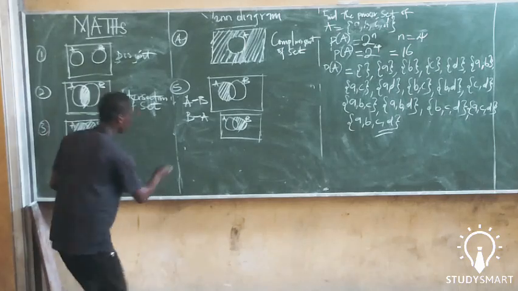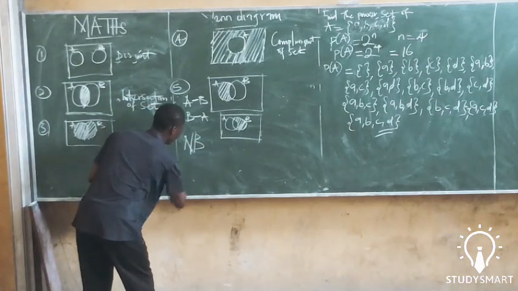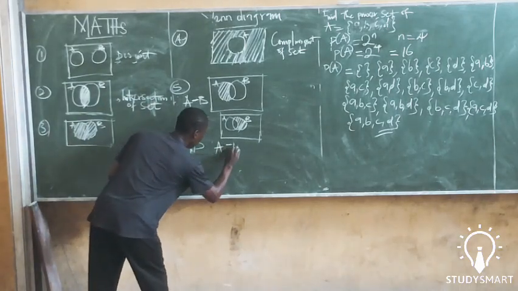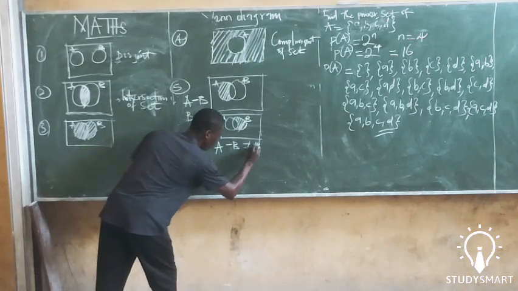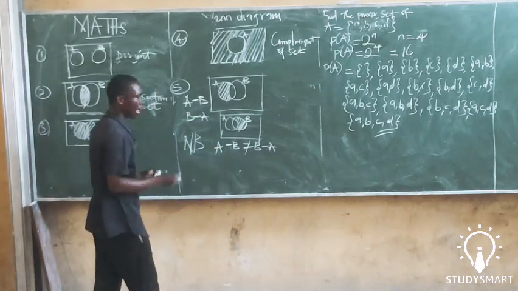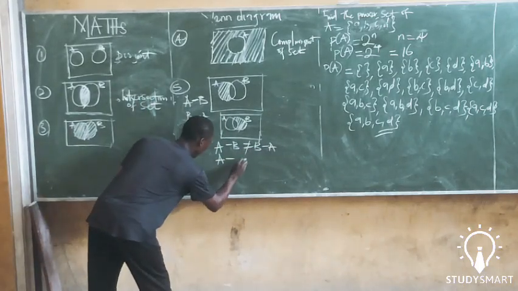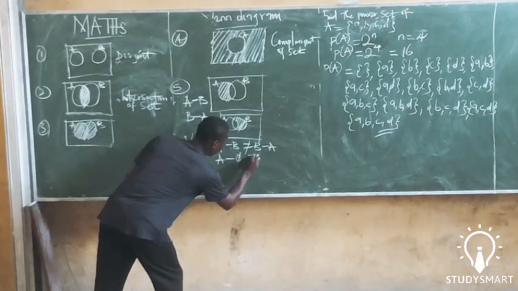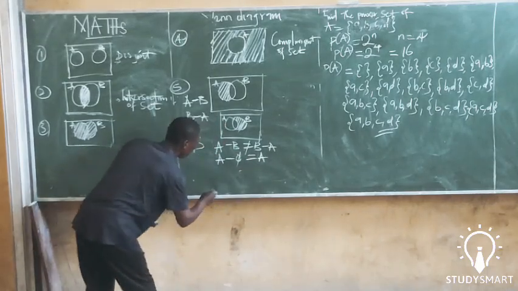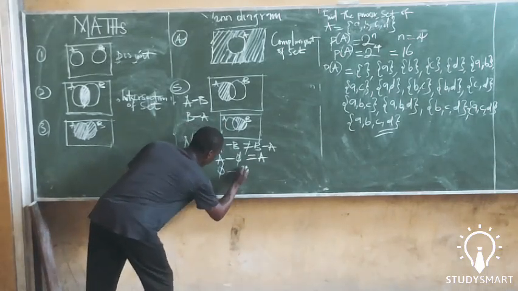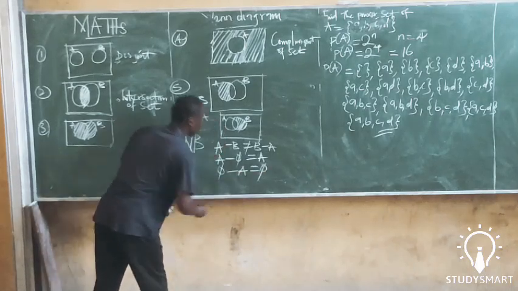And also note that A minus B is not equal to B minus A. And A minus an empty set is equal to A. And then an empty set minus A is equal to an empty set.